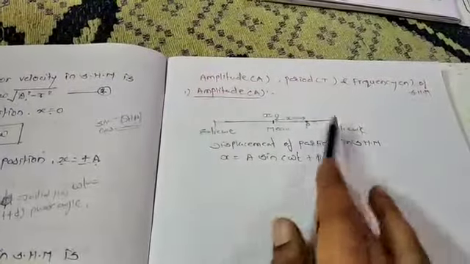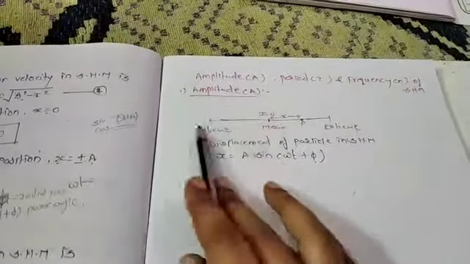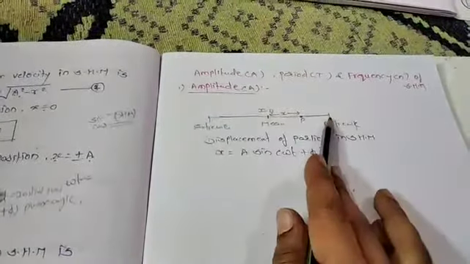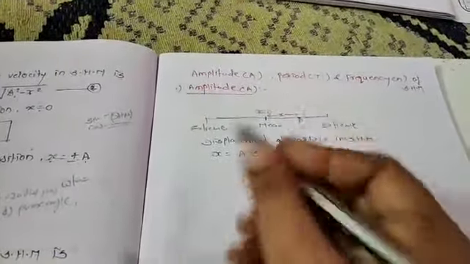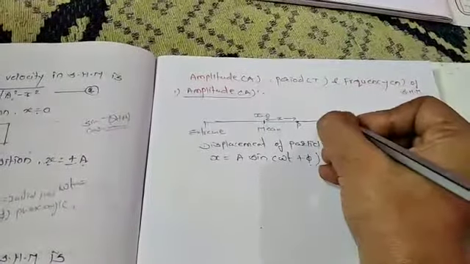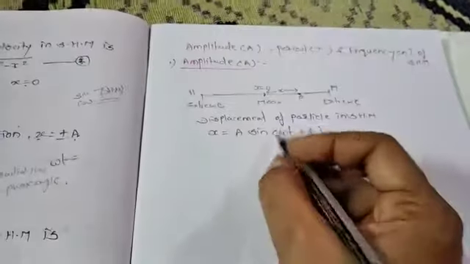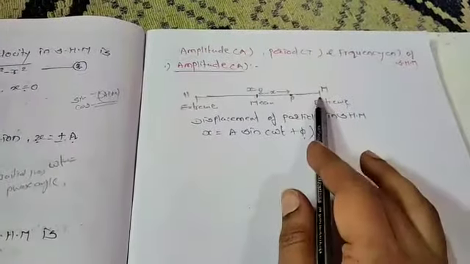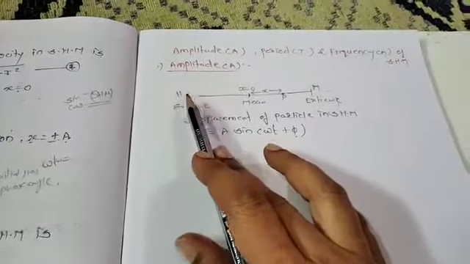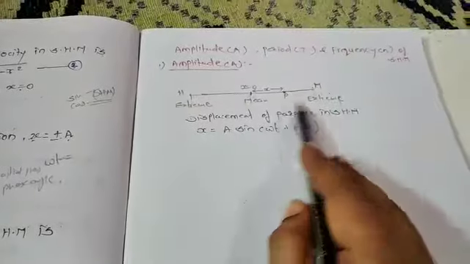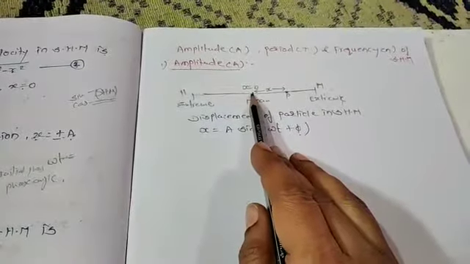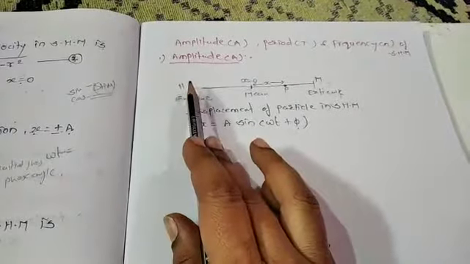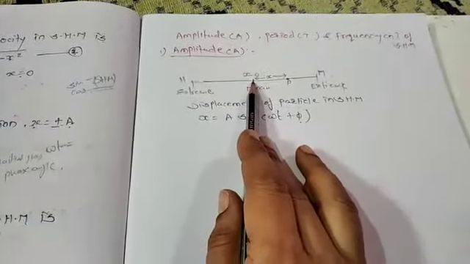Suppose the particle is oscillating. This is the mean position of the particle, and this point is the extreme position. Let it be M, and this one N. M we can say is the positive extreme, and on this side N is the negative extreme position. The particle will go like this, again return to the mean position, and again go to N, to the negative side, and again return to the mean position.